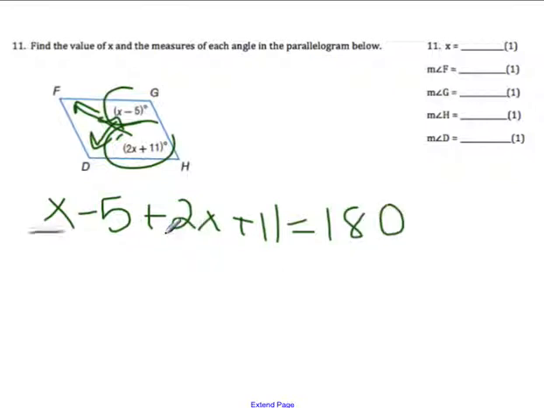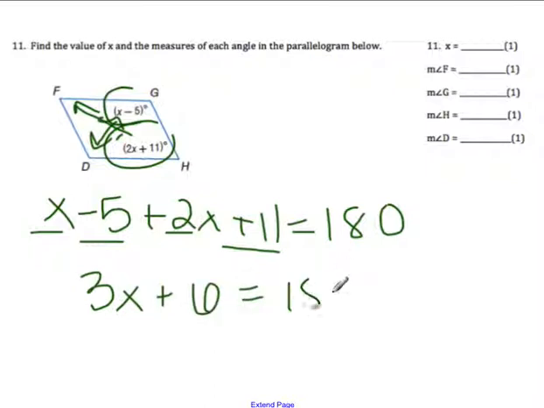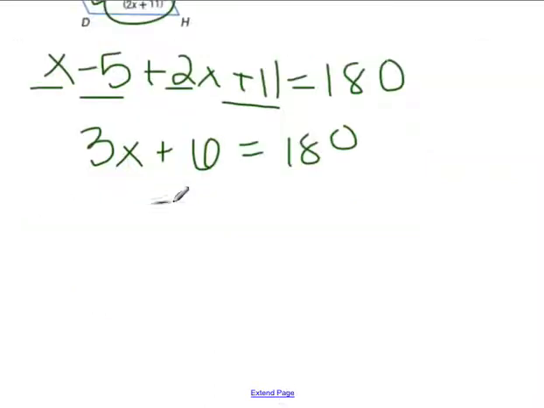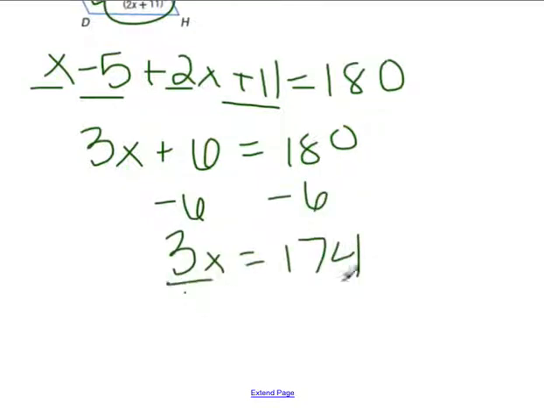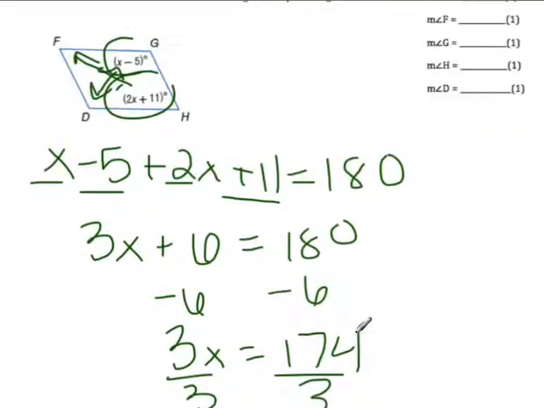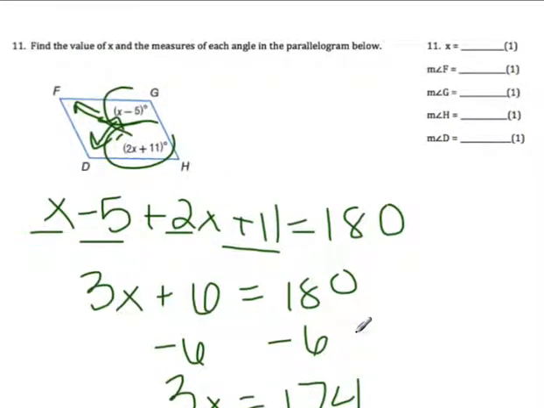Well, x plus 2x gives me 3x. Negative 5 plus 11 gives me 6, and that needs to add up to 180. Now I'm going to subtract 6 from both sides, and I get that 3x is equal to 174. Divide both sides by 3, and I get that x is equal to 58. So x is equal to 58. All right, now I know that much.